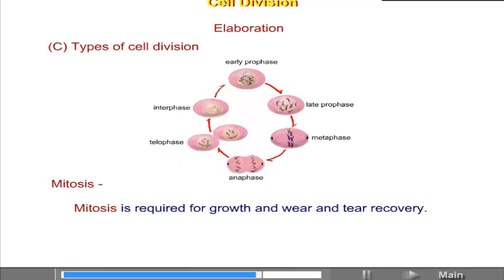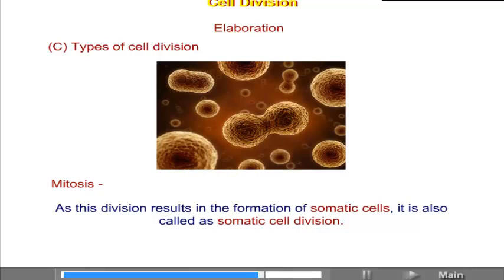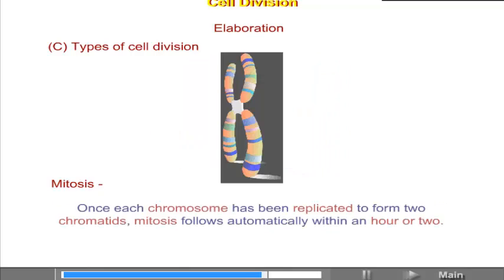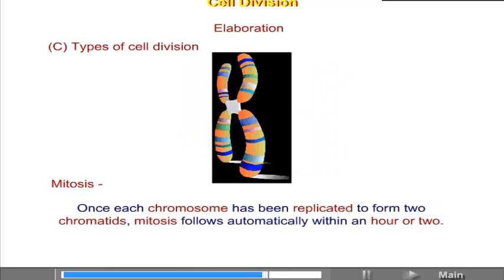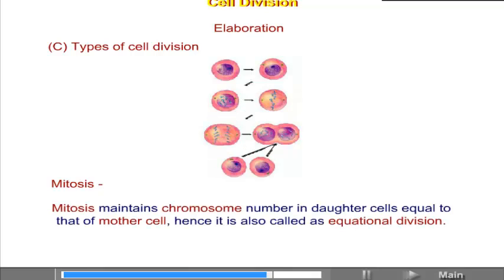Mitosis is required for growth and wear and tear recovery. As this division results in the formation of somatic cells, it is also called somatic cell division. Once each chromosome has been replicated to form two chromatids, mitosis follows automatically within an hour or two. Mitosis maintains chromosome number in daughter cells equal to that of the mother cell. Hence, it is also called equational division.